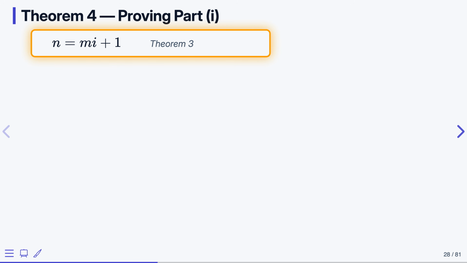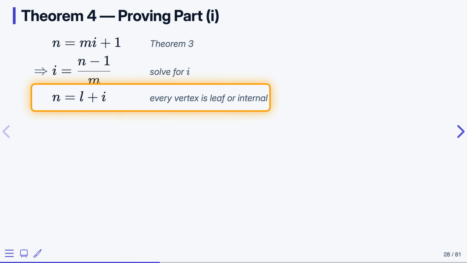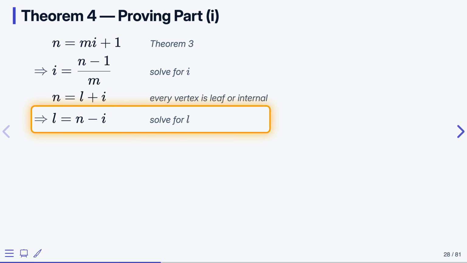Let us prove the first row of that table line by line. Line 1. We start from Theorem 3, n equals m times I plus 1. Line 2. Solve that for I: move the 1 across and divide by m, we get I equals (n-1)/m, that is the first formula. Line 3. Now a second fact. Every dot is either a leaf or an internal dot and never both, so n equals L plus I. Line 4. Solve that for L, we get L equals n minus I.